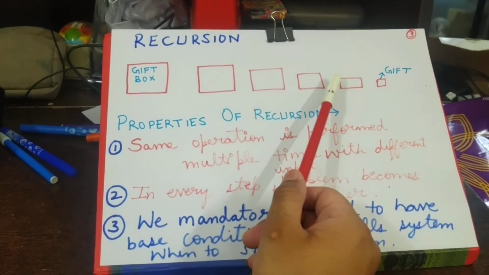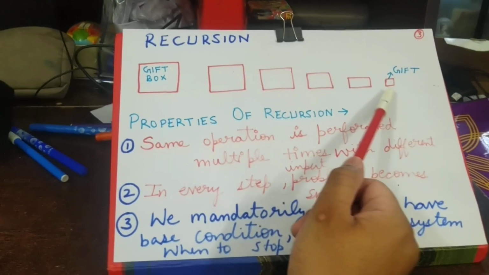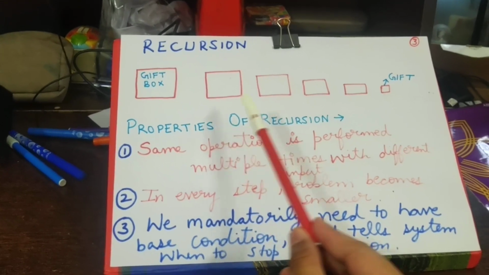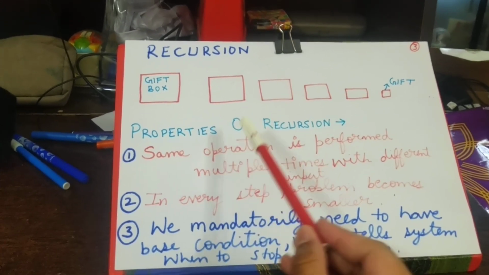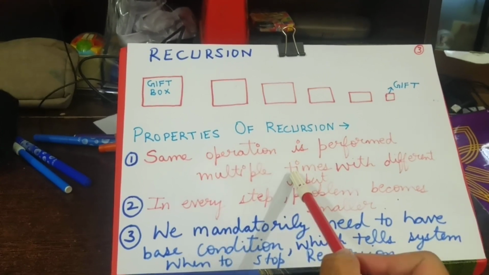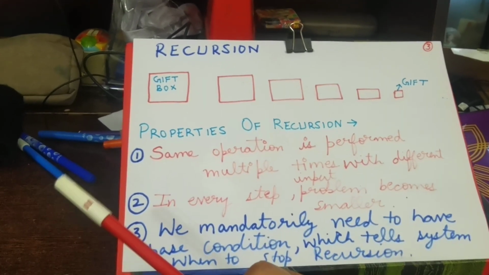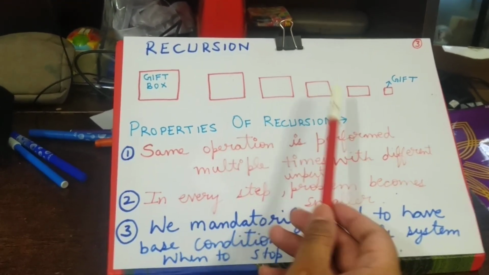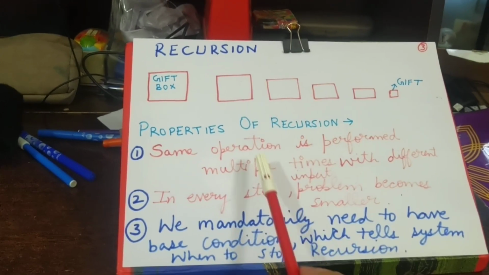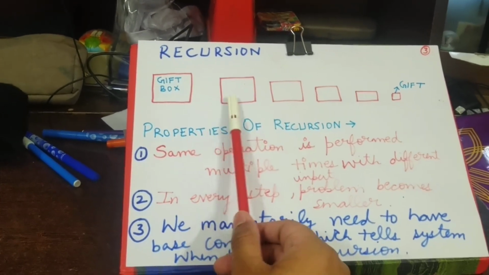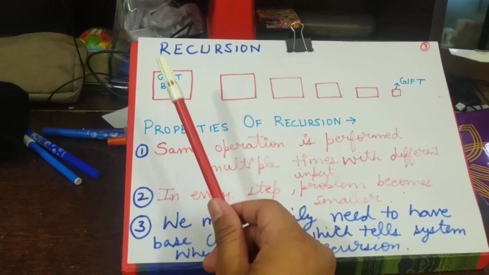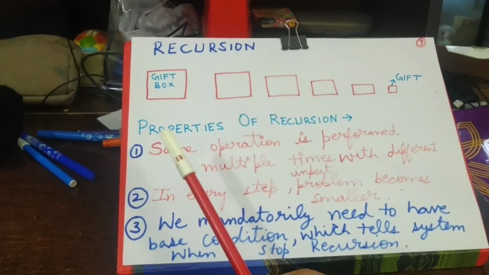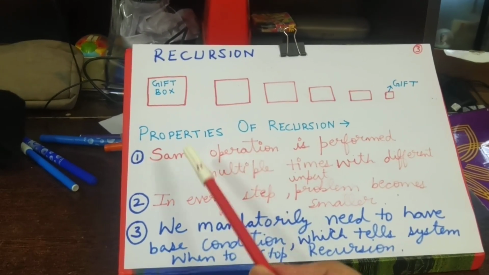So basically this is an example of a recursion. So what are the three properties of recursion? Same operation is performed multiple times with different input. It means same operation, that is opening a box. It's an operation. Same operation is performed multiple times. In this example also we open the first box, then we open the second box, then we open the third box. So basically we are opening a box multiple times.